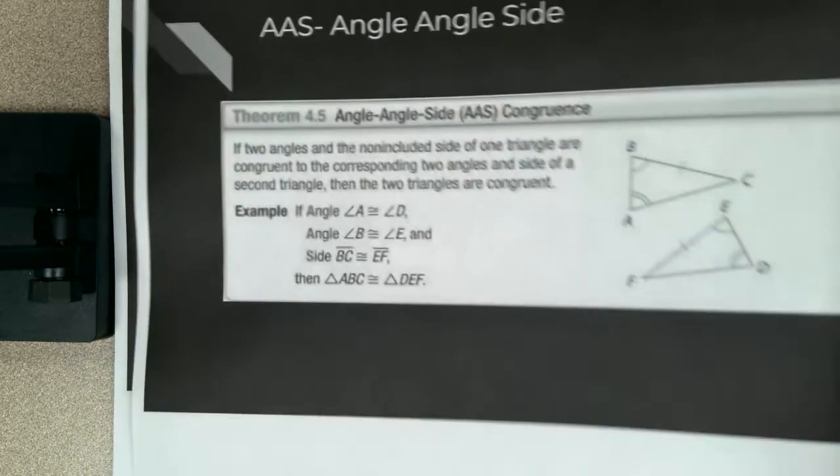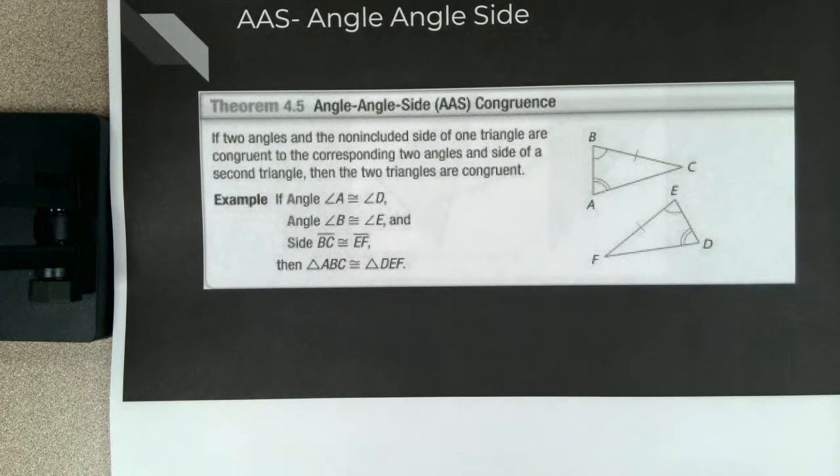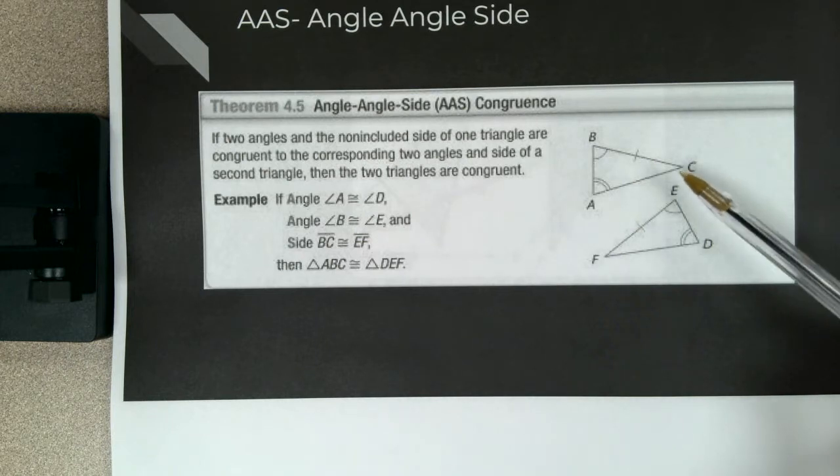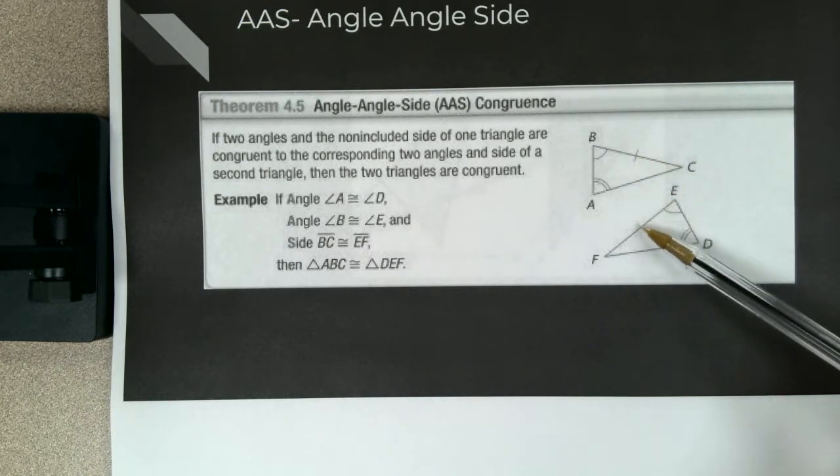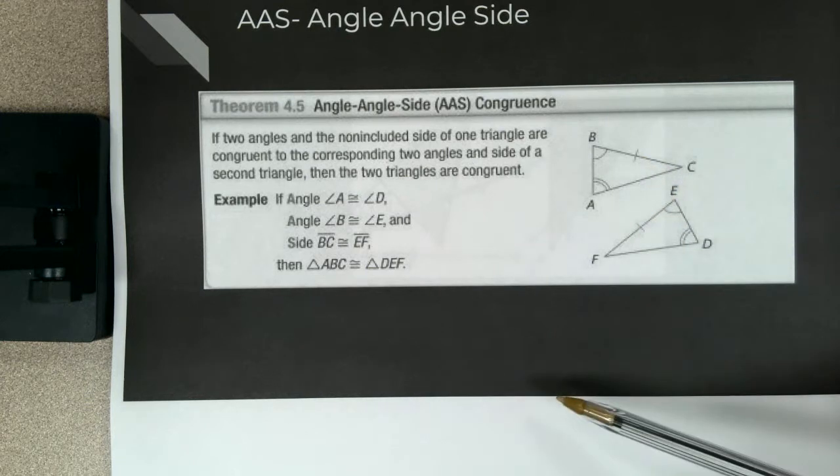Okay, our other way that we're going to look at today is called angle, angle, side. And here's what it says. It says if we have two angles and a non-included side of one triangle that are congruent to the corresponding two angles and side of a second, then we can say the triangles are congruent. So notice, with angle, angle, side, the side does not have to be included.